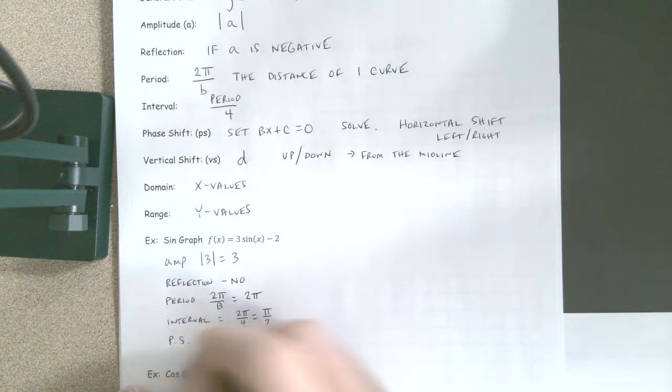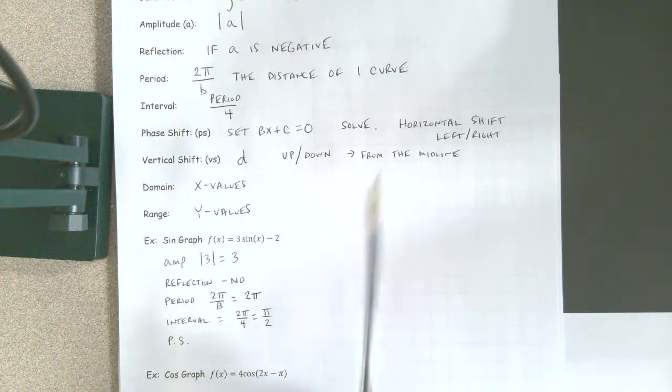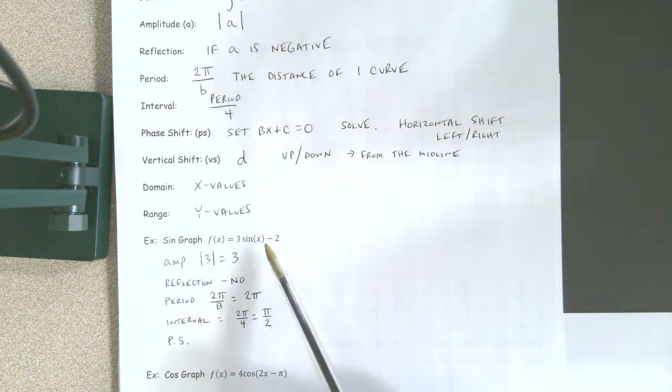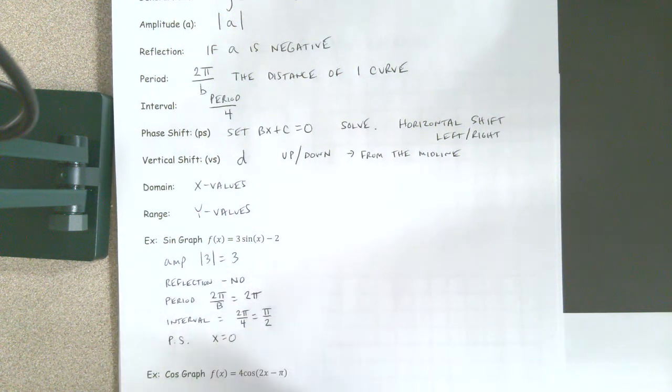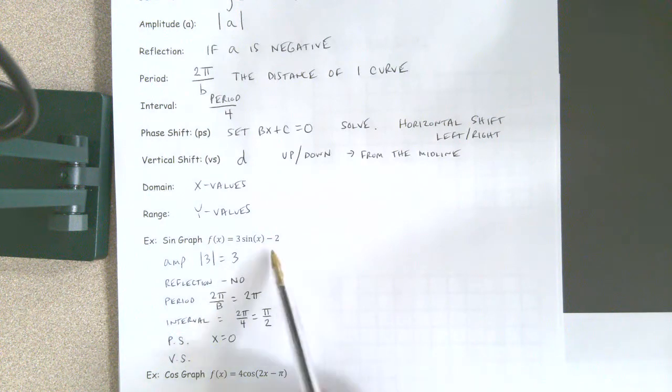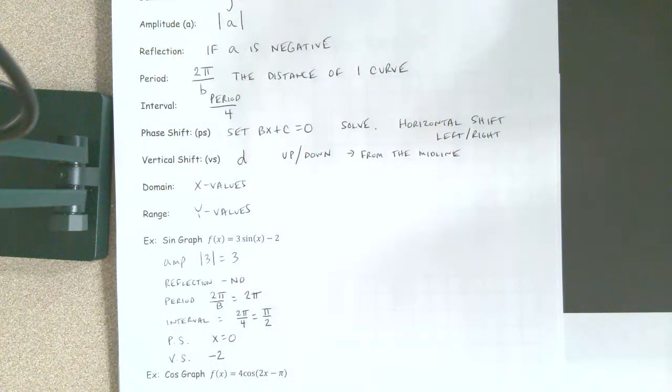Next, we're going to see, do we have a phase shift? Remember the phase shift, we're going to set the bx plus c equal to 0. This is just in the parentheses. On this one, we just have x. So x equals 0, so there's not a shift left or right. And then last would be finding the vertical shift. In this case, we've got a -2 for our d value, so there's going to be a vertical shift down 2, or -2.